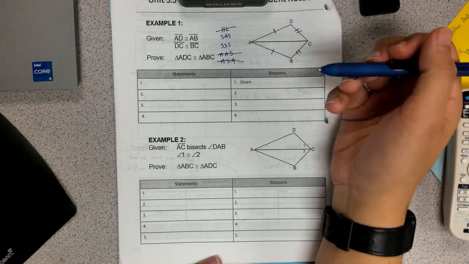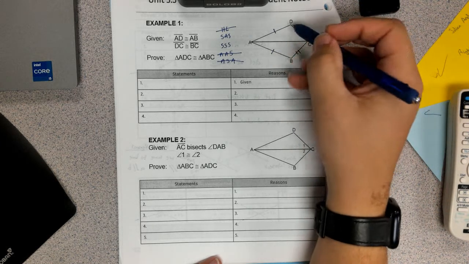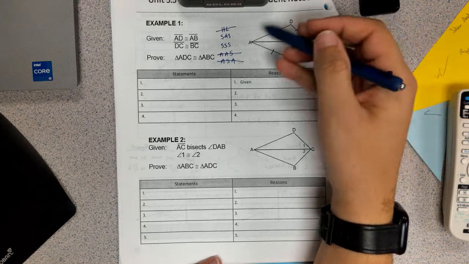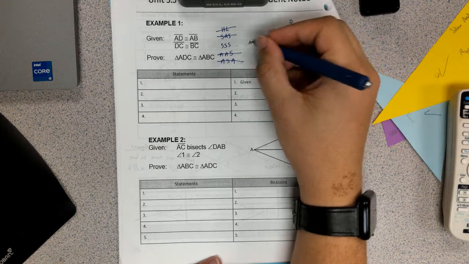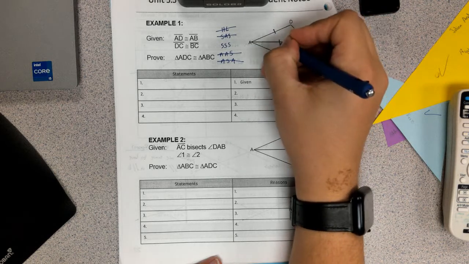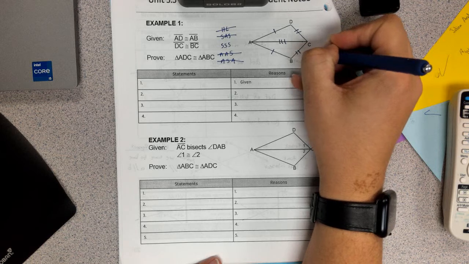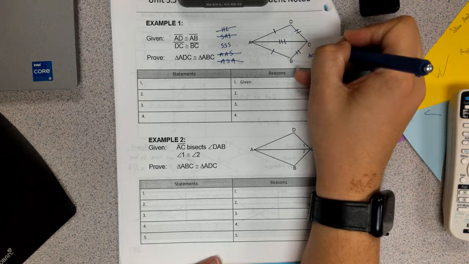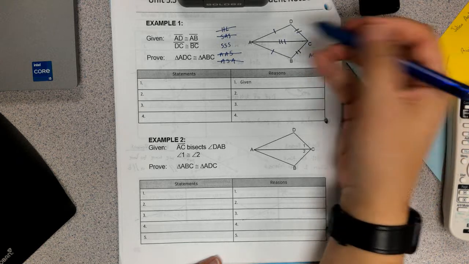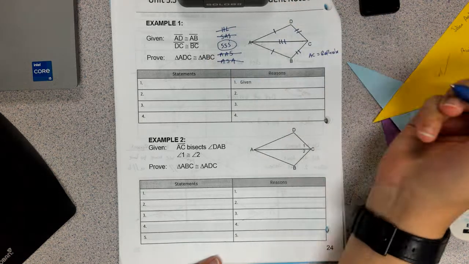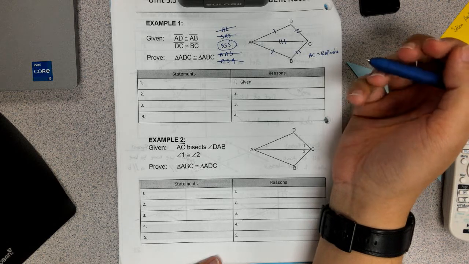So now I go through my list of reasons on the previous page, and I have no information about angles whatsoever, so I can get rid of SAS, but I do have a side shared right here at AC, so AC is reflexive. And now that I have all of that and my picture is labeled, I can see that SSS is indeed the one we're going to use to say the two triangles are congruent.